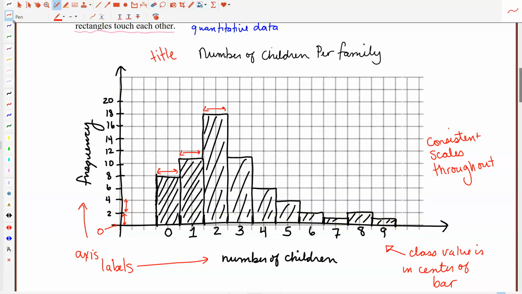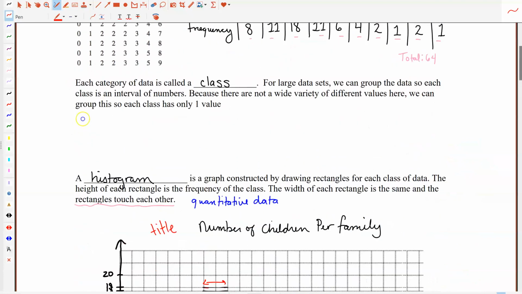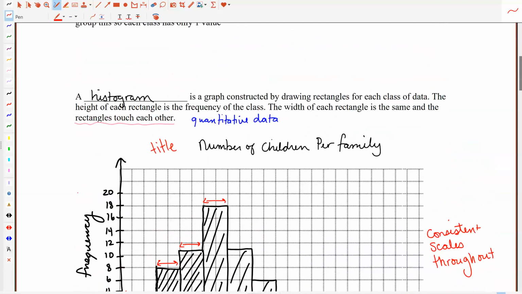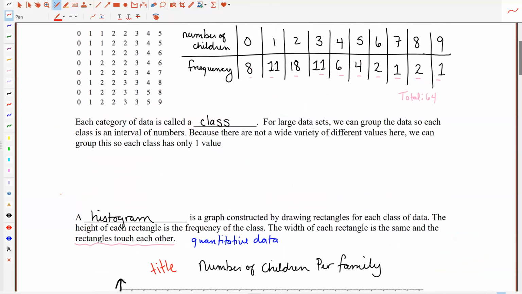All right, very cool. So we have taken our discrete data set and we have organized it into classes. And then from those classes, we have made a frequency distribution and a histogram. Now, we didn't have a lot of different values in our data set, so that's why we could organize them with one value in each class. We say that it has a class width of 1.